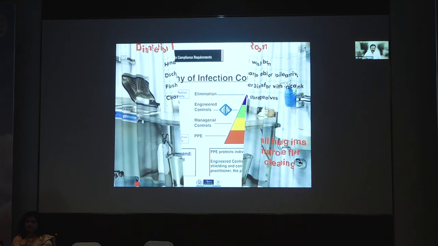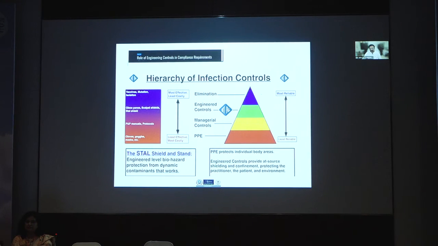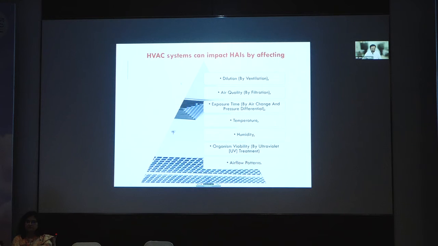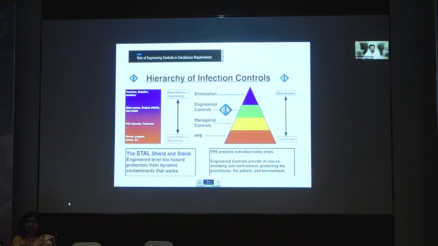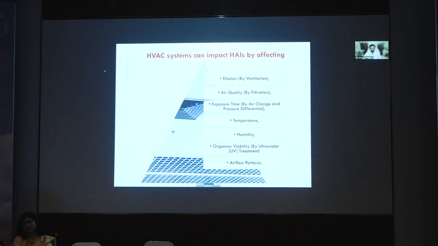The important aspect of infection control is the role of engineering controls. PPE is the least effective and most costly, whereas elimination and engineering control are most effective and least costly. So how do we incorporate engineering control and why should we incorporate?